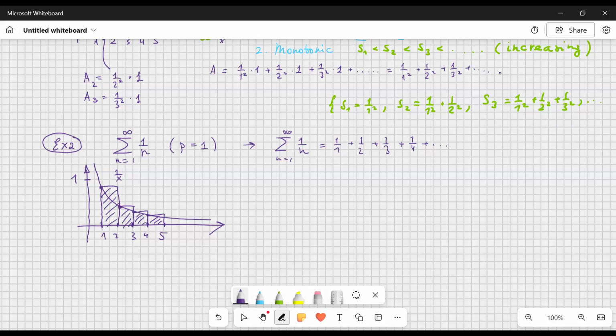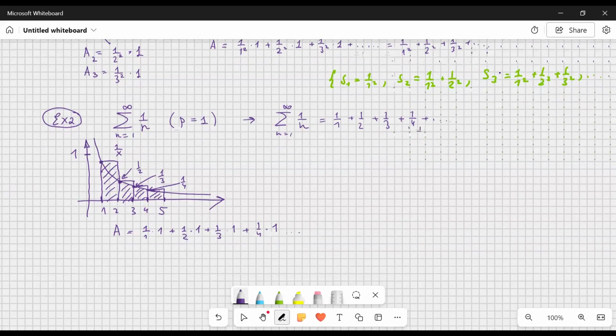Well, similar to the previous consideration, the area of rectangles is going to be what? 1 over 1 multiplied by 1, plus 1 over 2. The height over here is 1 over 2, the height over here is 1 over 3, and the height over here is 1 over 4, by 1, plus 1 over 3 by 1, plus 1 over 4 by 1, and so on. So basically, if you forget about this multiplication by 1, that's the sum of my series, right?